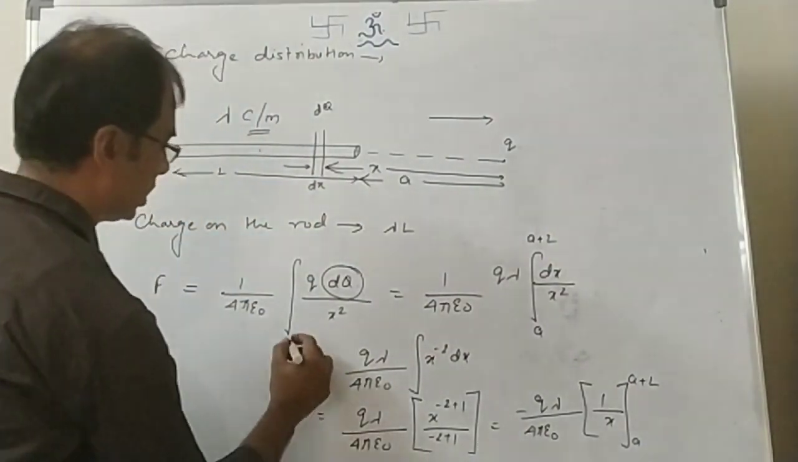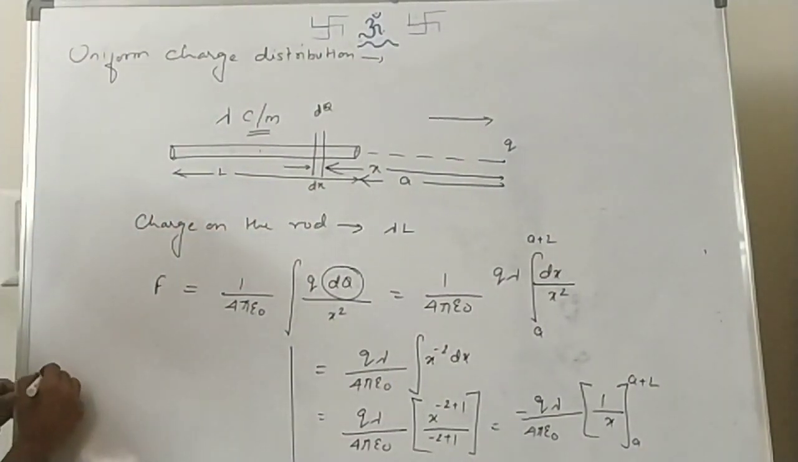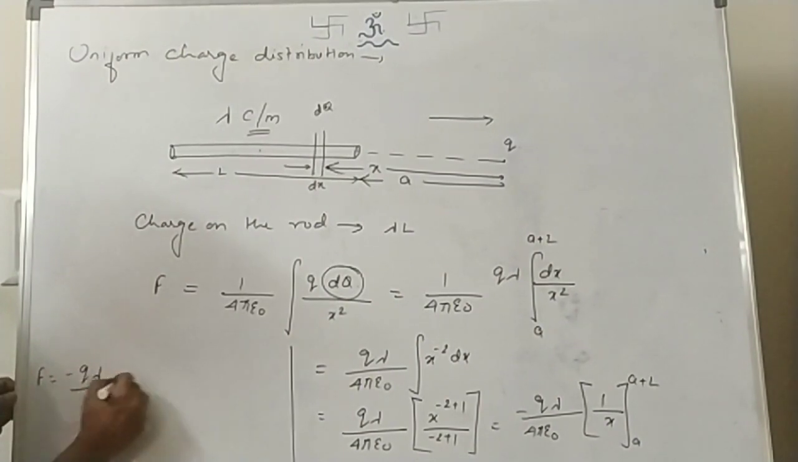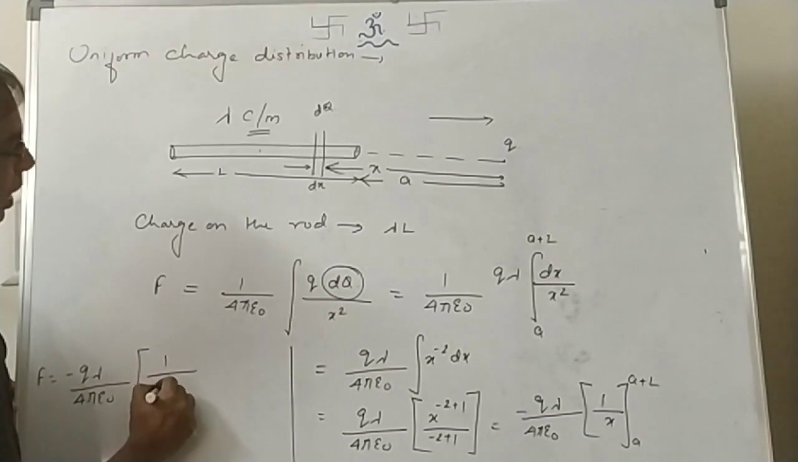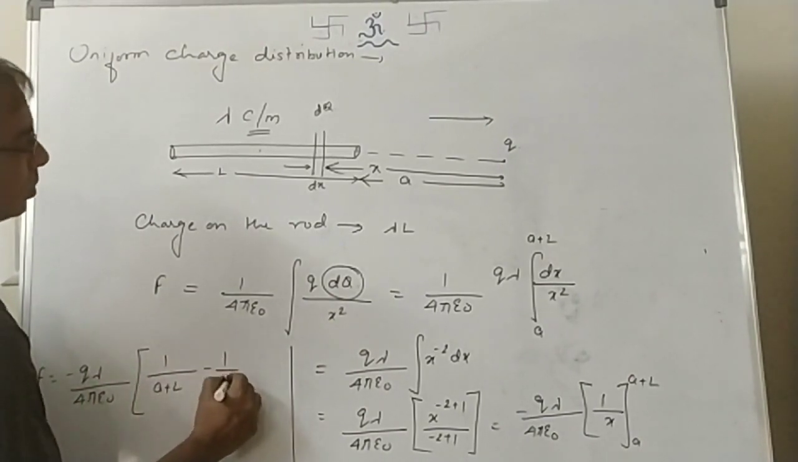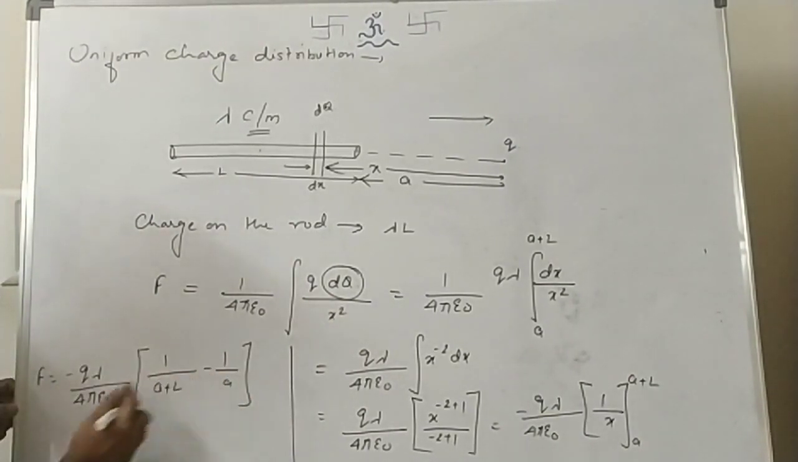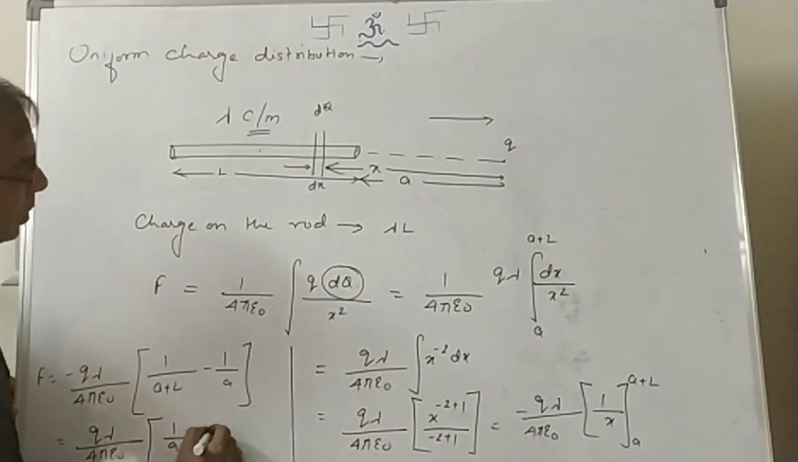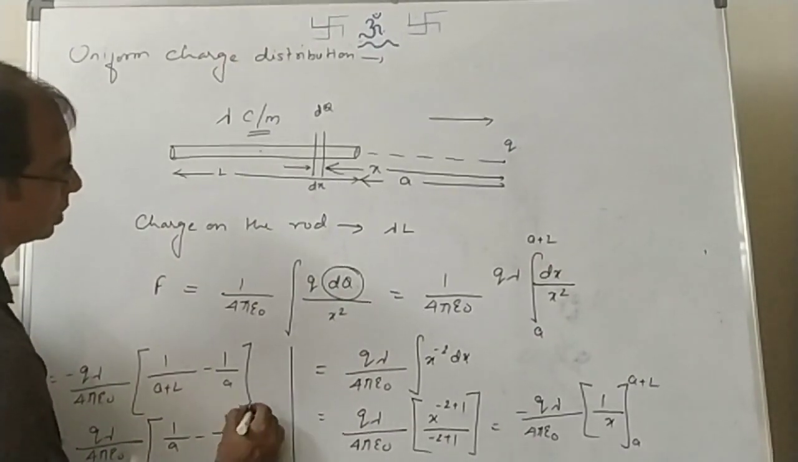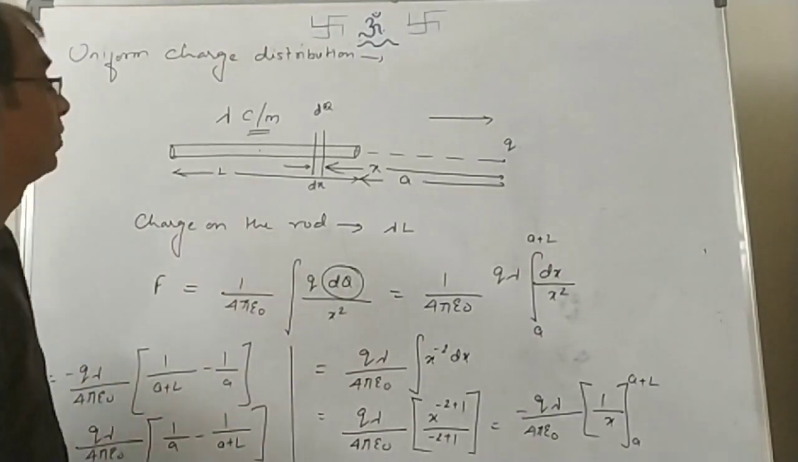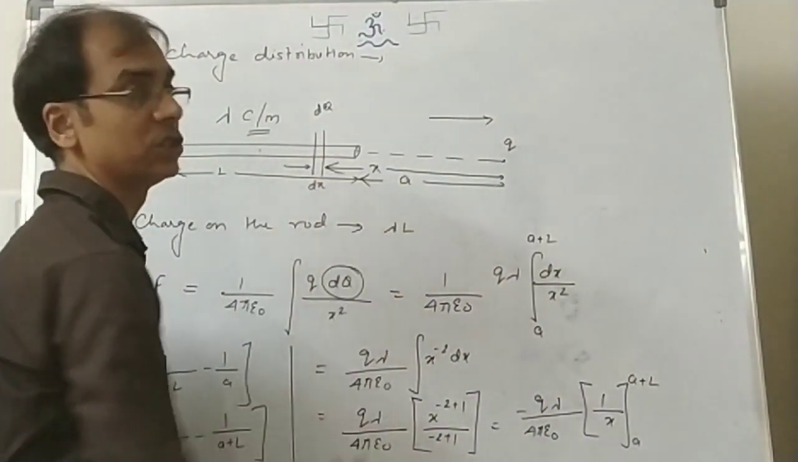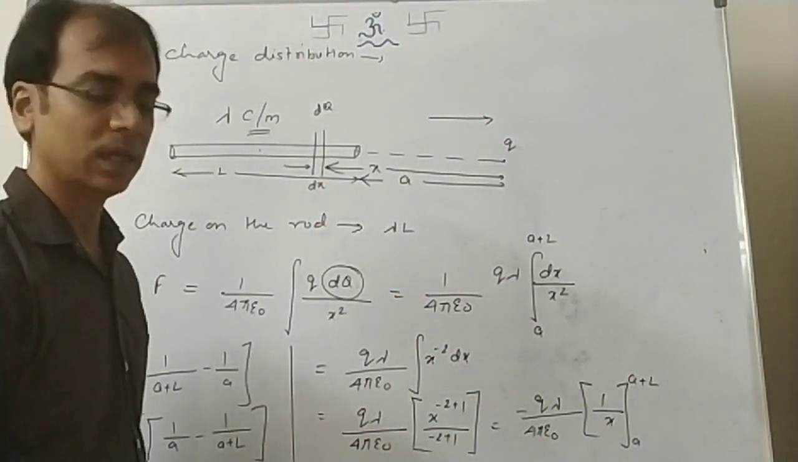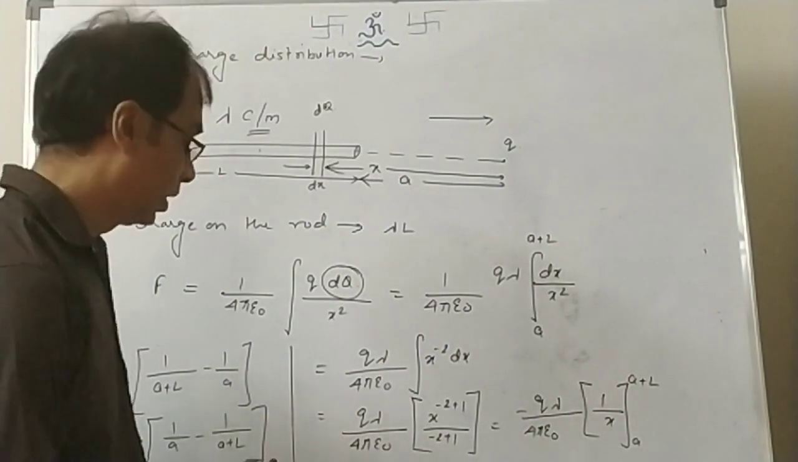What's going to come? Let's see. F equals minus q lambda by 4 pi epsilon naught, 1 by a plus l minus 1 by a. Take this minus inside: q lambda by 4 pi epsilon naught, 1 by a minus 1 by a plus l. That is the answer. This is the force exerted by this rod on this charge. Okay, is that clear? Let's see further then.